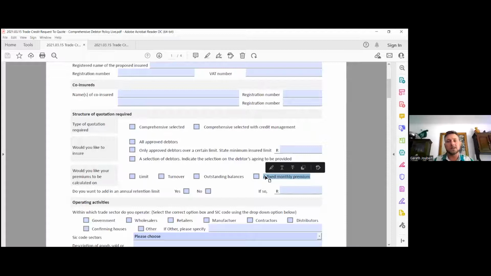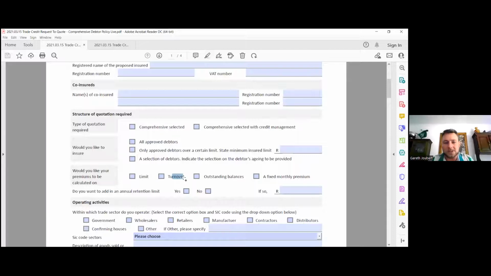In an example like that, what we then do is move it from a fixed monthly to a turnover or outstanding balances basis. Funny enough, I like the turnover one, and the reason why I like it is because you can see how much insurance is costing you. You know that for every Rand's worth of sales that you're doing, 0.5% of that is going to insurance.